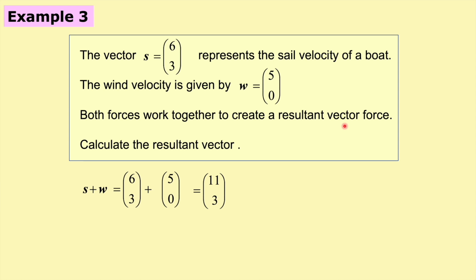Calculate the resultant vector, and to do this, we have to add our vectors together. So S plus W, that's how we find resultant vectors, by adding them. And then we just take our two column vectors, add together the same components. So 6 plus 5 is 11, 3 plus 0 is 3. And that is our resultant vector.